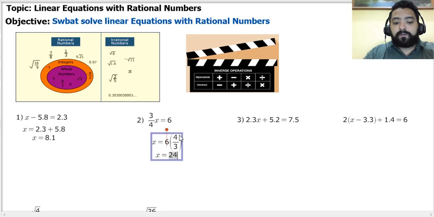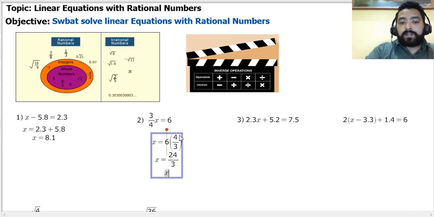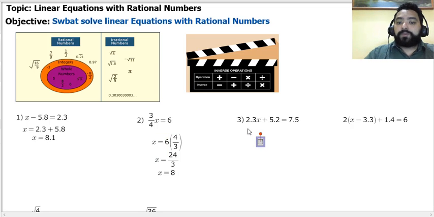It's going to be 24/3. And in this case you can simplify, so x equals 8.